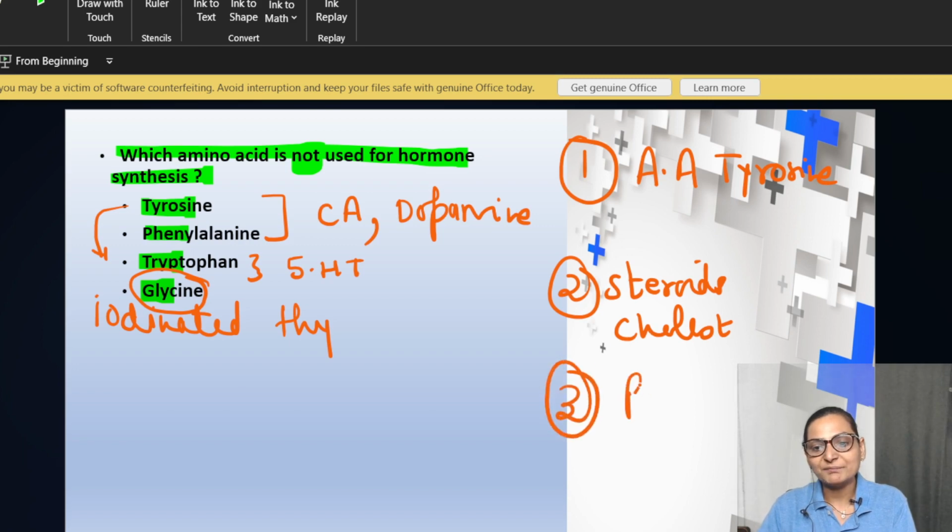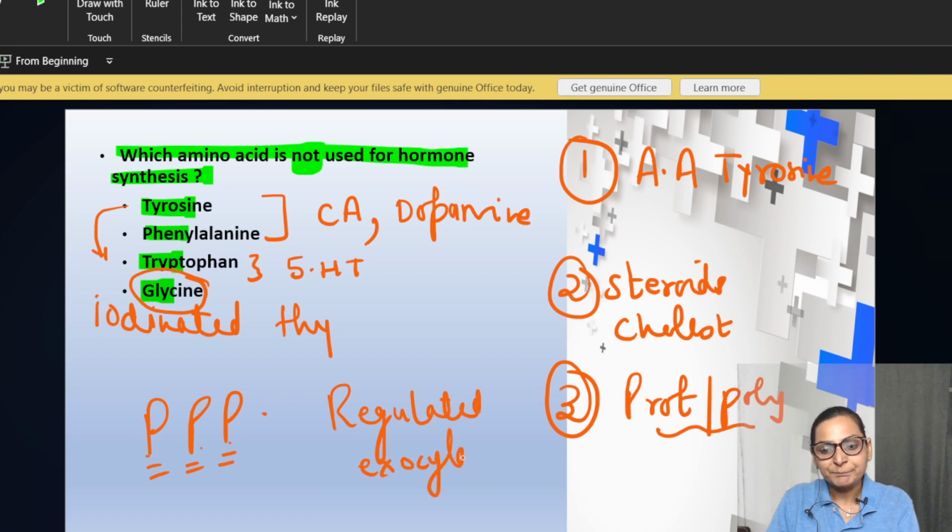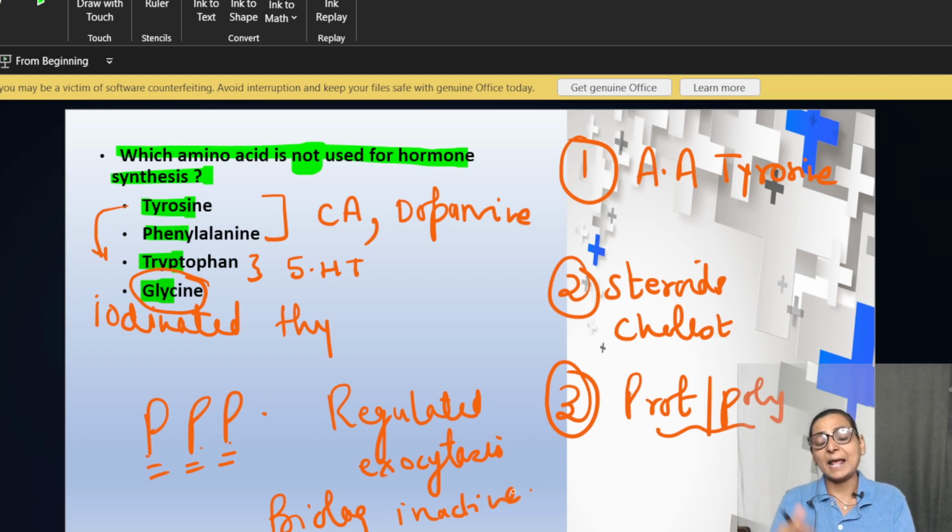And third important one will be your protein polypeptide hormones. The protein polypeptide hormones are very important. These are the hormones which are PPP, that is the hormones of pituitary, pancreas and parathyroid. These show something which is very important, that is called regulated exocytosis. Regulated exocytosis means they are always synthesized as biologically inactive peptides. That means insulin will be synthesized as pre-proinsulin, proinsulin and then insulin, and all this processing is done in the Golgi apparatus and endoplasmic reticulum.